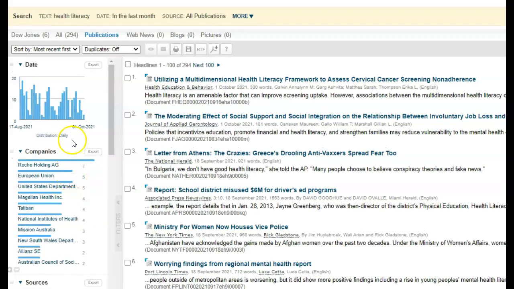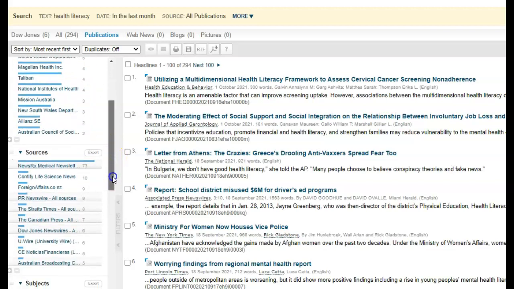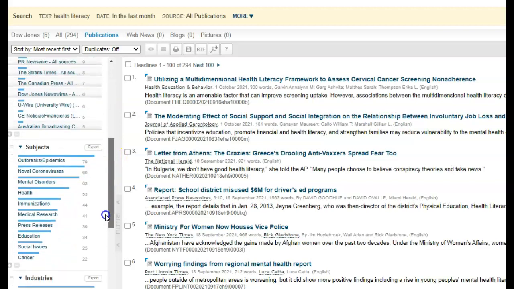So Factiva is going to show you the frequency of the term and its results over time. It's going to show you, well, it identifies them as companies, but you know, the Taliban would not be a company, nor would the U.S. Department of Health and Human Services, but they are organizations that are mentioned or have some kind of involvement with the issue, breaks down the sources, and also further breaks down the subjects. Let's go to social issues.